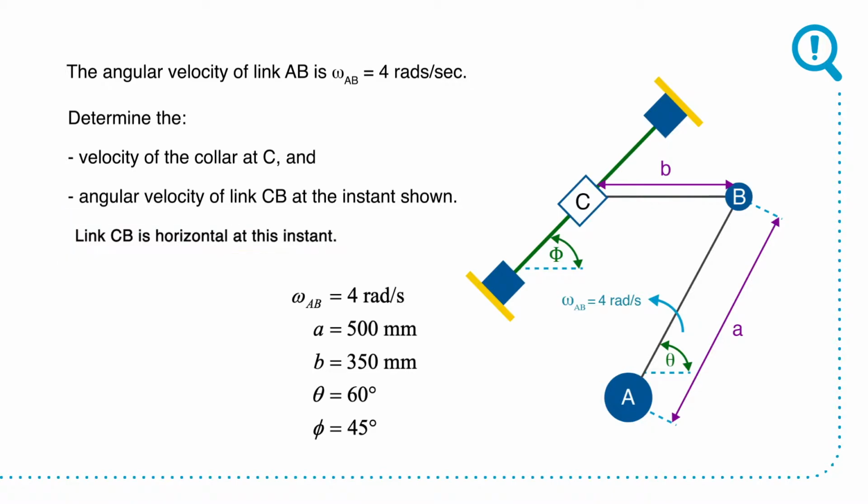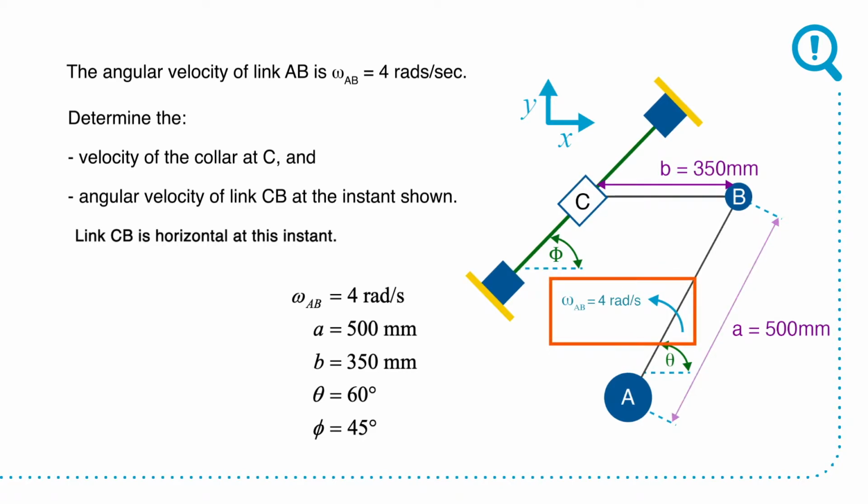This is really one of the traditional types of tricks we use in an exam because it stops some of the questions you might eventually have. So if I define an XY system, motion is sort of limited in the X direction. You're given omega AB, which is 4 rads per second. The length of AB, or A right here, is 500 millimeters. B is given as 350 millimeters. And you have theta of 60 degrees and phi of 45 degrees.